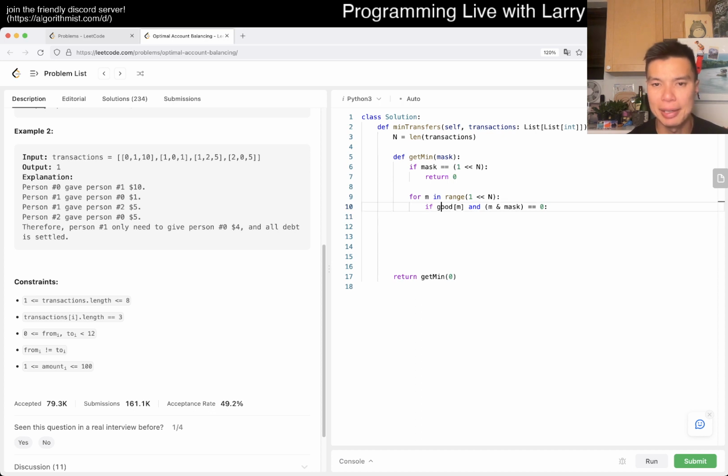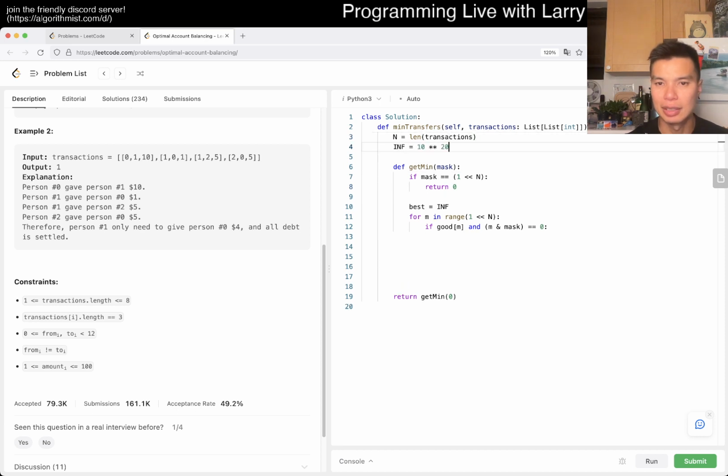So best is equal to infinity for now, the base case. And then if this is good, then best is the min of best and 1 plus get_min of mask with m used, and then we return best. And that's pretty much the entire idea, really. We have to make some optimizations, we have to do a caching thing, but that's pretty much it.